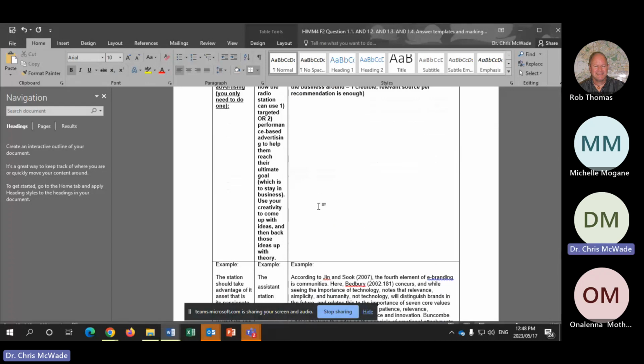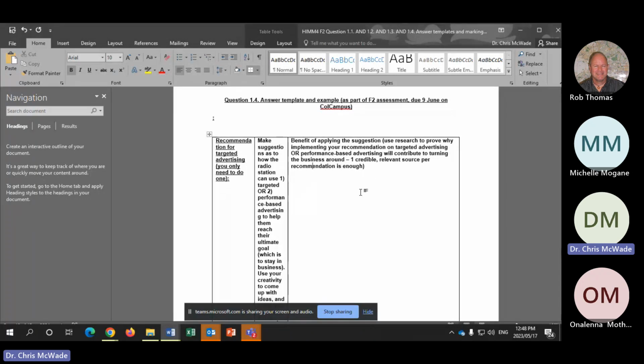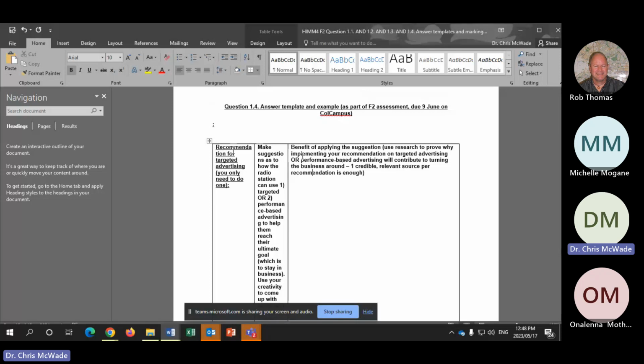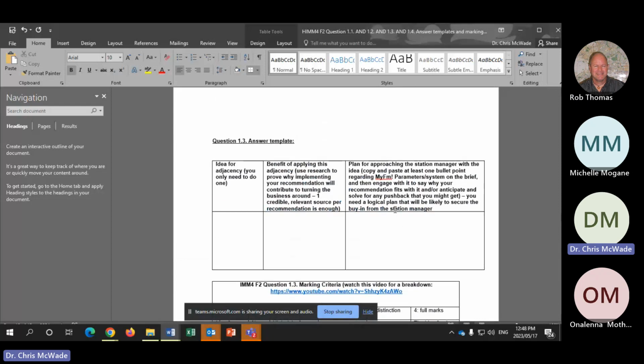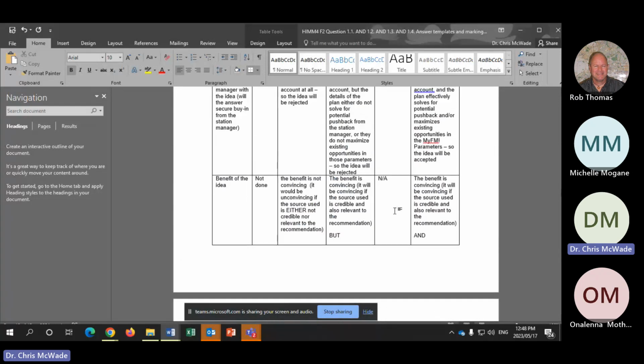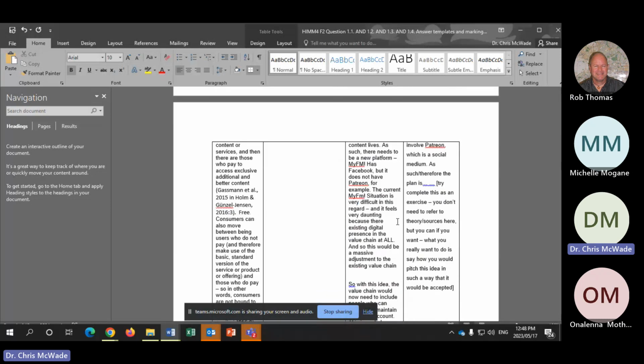You're going to see it here now for the first time, but essentially it's the same principle you're following for question 1, where you make a recommendation. 1.1 is very broad general recommendations. It can be anything. 1.3 is adjacencies, and 1.2 is the business model and value chain stuff.